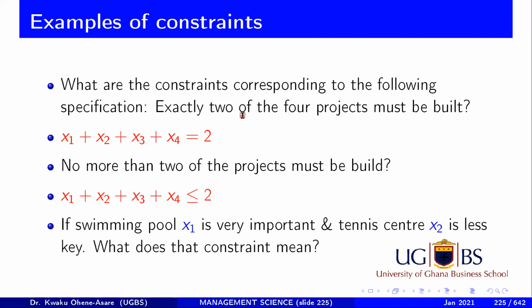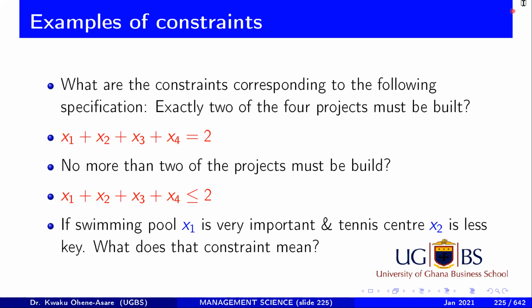This is tricky. This is the last one. If swimming pool, which is X1, is very important, and tennis, which is X2, is less important, what does this constraint mean? How would you have written this? Swimming pool is very important and X2 is less important. Not that it's not important, but it's less important. So in other words, one is more important than the other. But I didn't use the words more important than; I said one is very important, the other is less important. So what symbol are we looking at? What is going to be the link there?